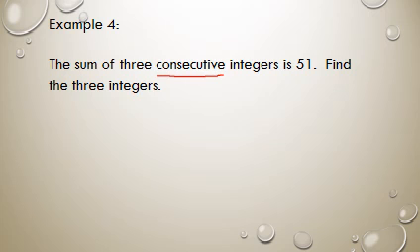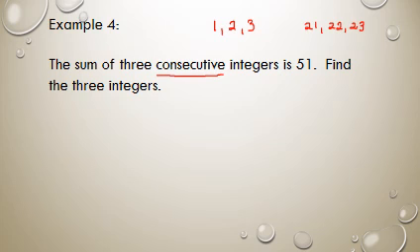So we are looking for integers that are one right after each other. So that could be like 1, 2, 3, because those are one right after another. It could be 21, 22, 23. These are all consecutive integers.